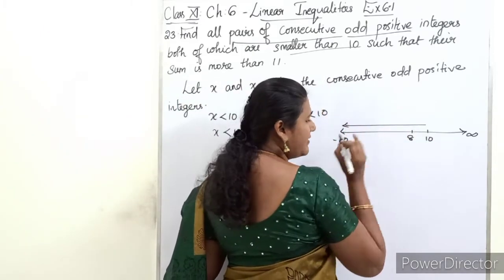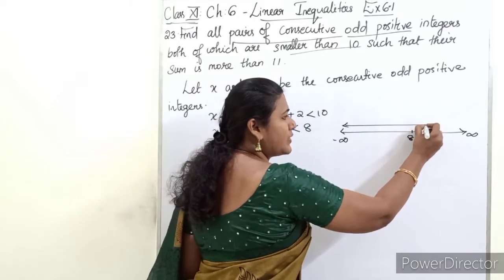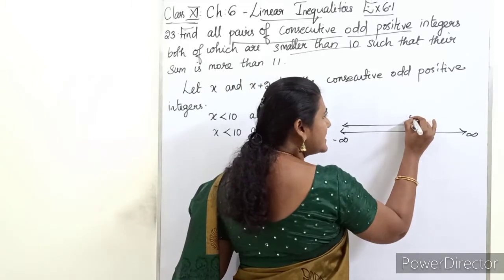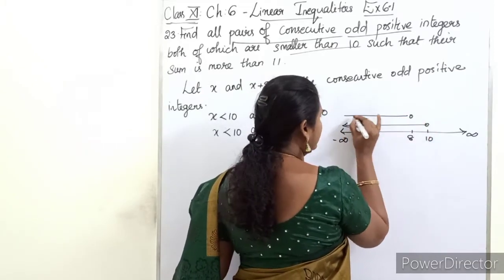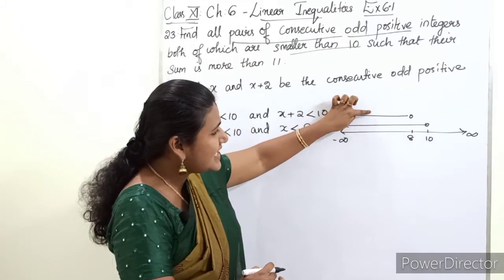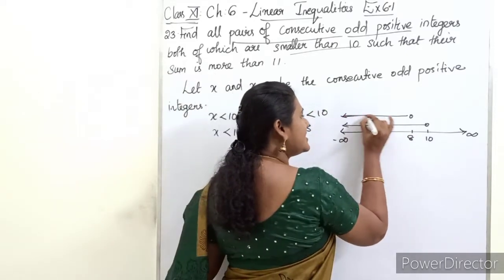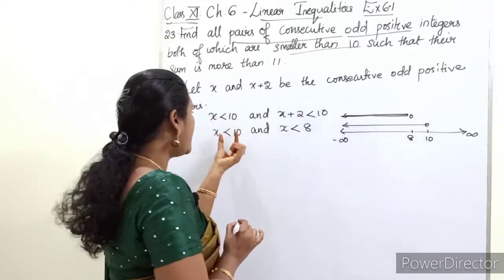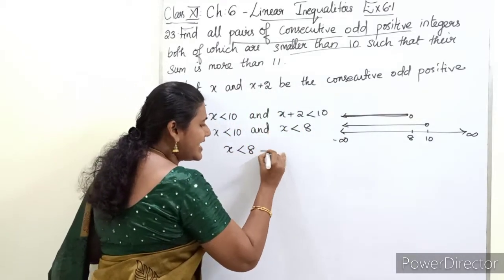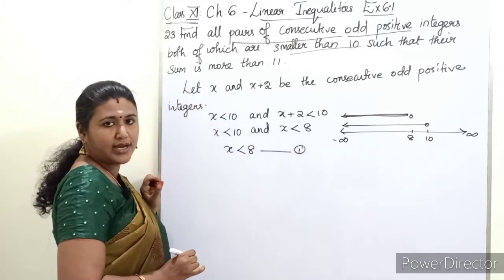Okay, so minus infinity to 10 up to this. Okay, and x less than 8. X less than 8 means from minus infinity to 8. So now can you tell me what is the intersection of these two? This region. Am I correct? So the intersection of these two we can take as x less than 8. This is the first inequality.